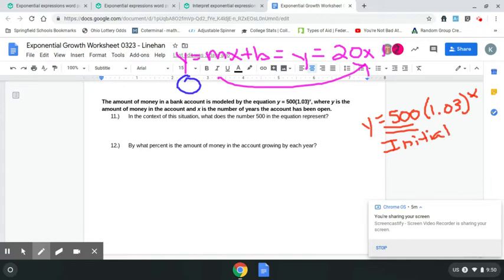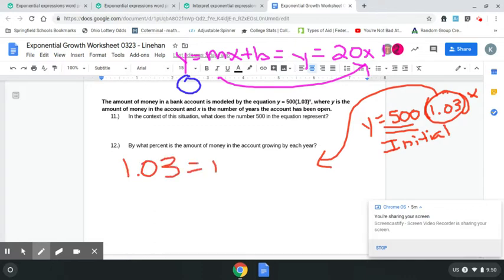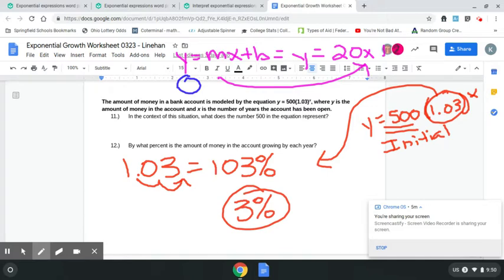By what percent is the amount of money in the account growing each year? I'm going to take this number inside parentheses. We're going to go over here. 1.03 in percentage form. If I move that decimal place back 2 places to the right, that's 103%. Well, if I start with 100%, 100% plus what gets me 103%? That is the 3% growth that I'm looking for.